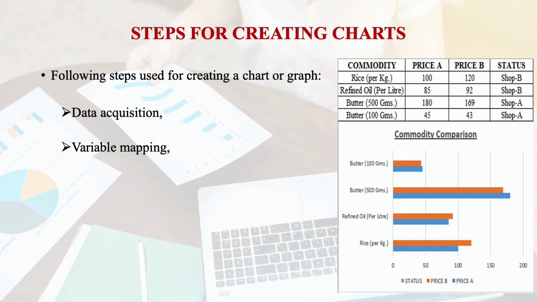Likewise, say you have data on commodities, with prices for shop A and shop B, and the commodities are, say, rice, butter, sugar, milk and so forth. Prices for shop A and shop B are reflected, and you apply a formula for your choice: if the price of shop A is greater than shop B, then shop B, and otherwise shop A will be preferred. So accordingly you will have your choice. Now you want to map your choice onto a graph.